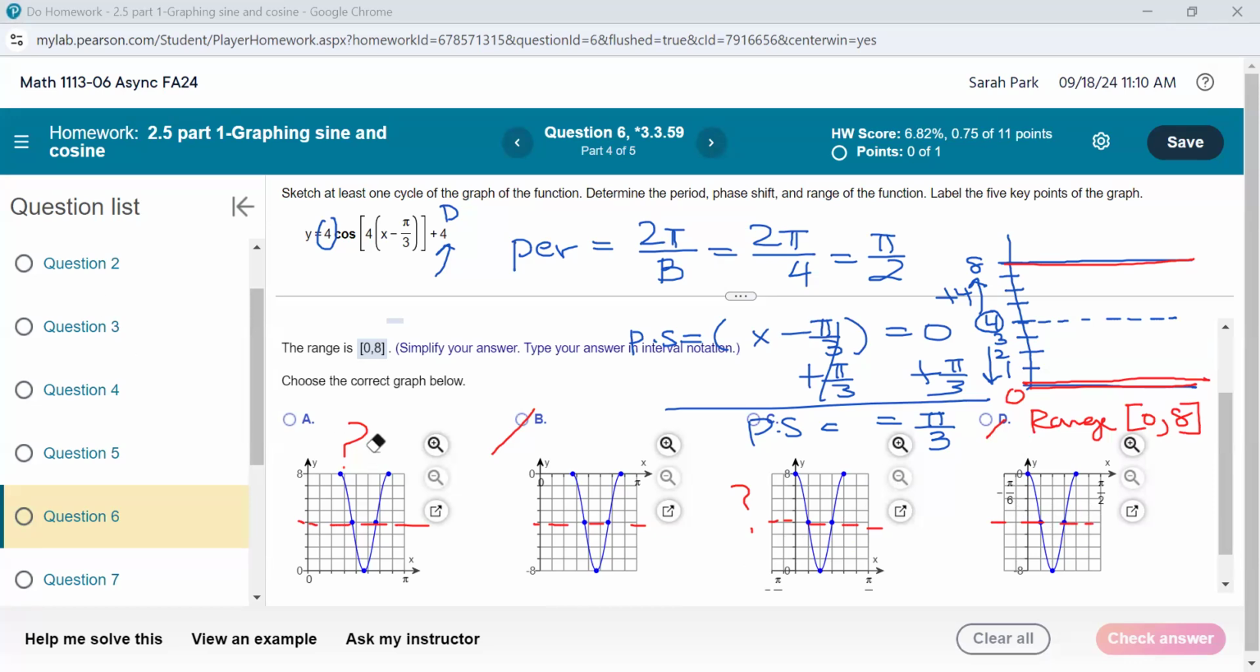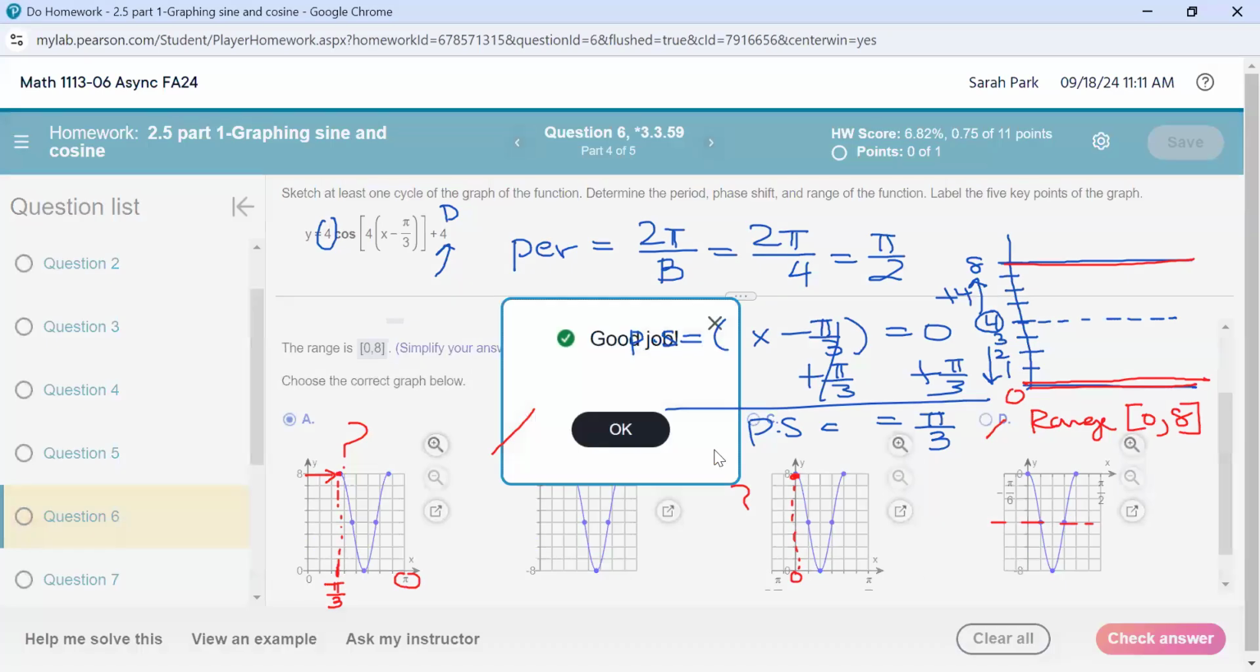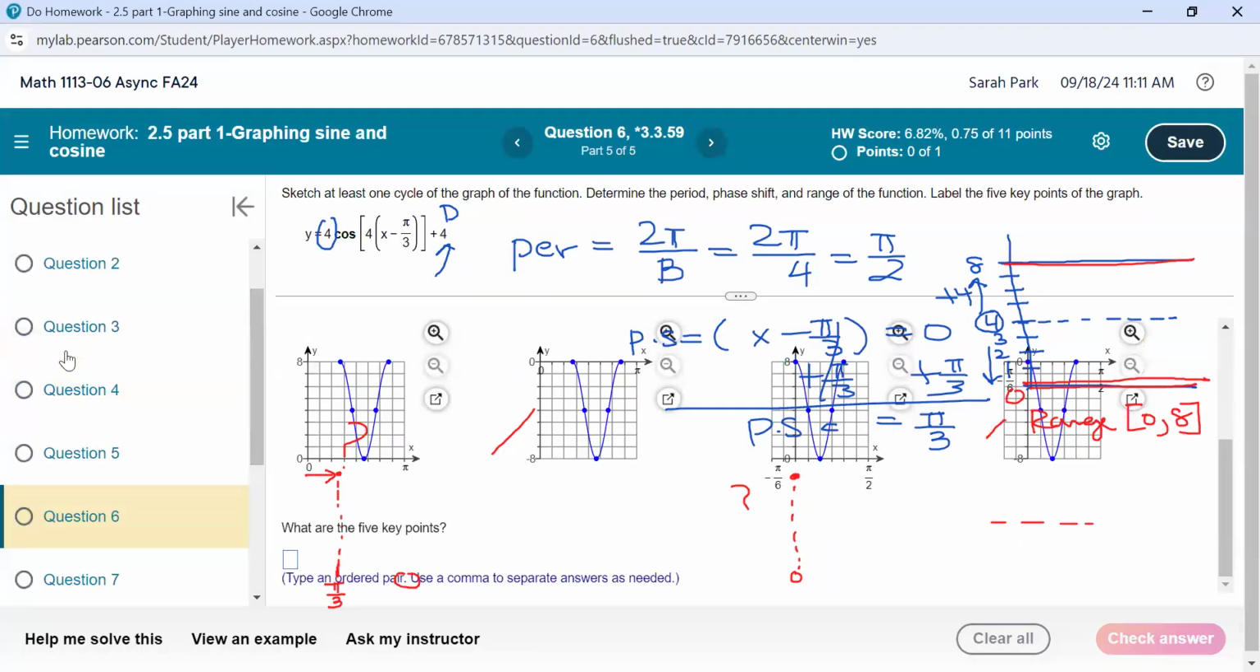But remember, our phase shift was pi over 3. So that means the first starting point has to be at pi over 3. So if you look at this first graph, this first point you see here, you can't really tell, but since this is pi, it looks like the first point is at pi over 3. This one, the first point is at 0. So I'm going to go with A because it matches our phase shift. So let's check it out. Okay, good.